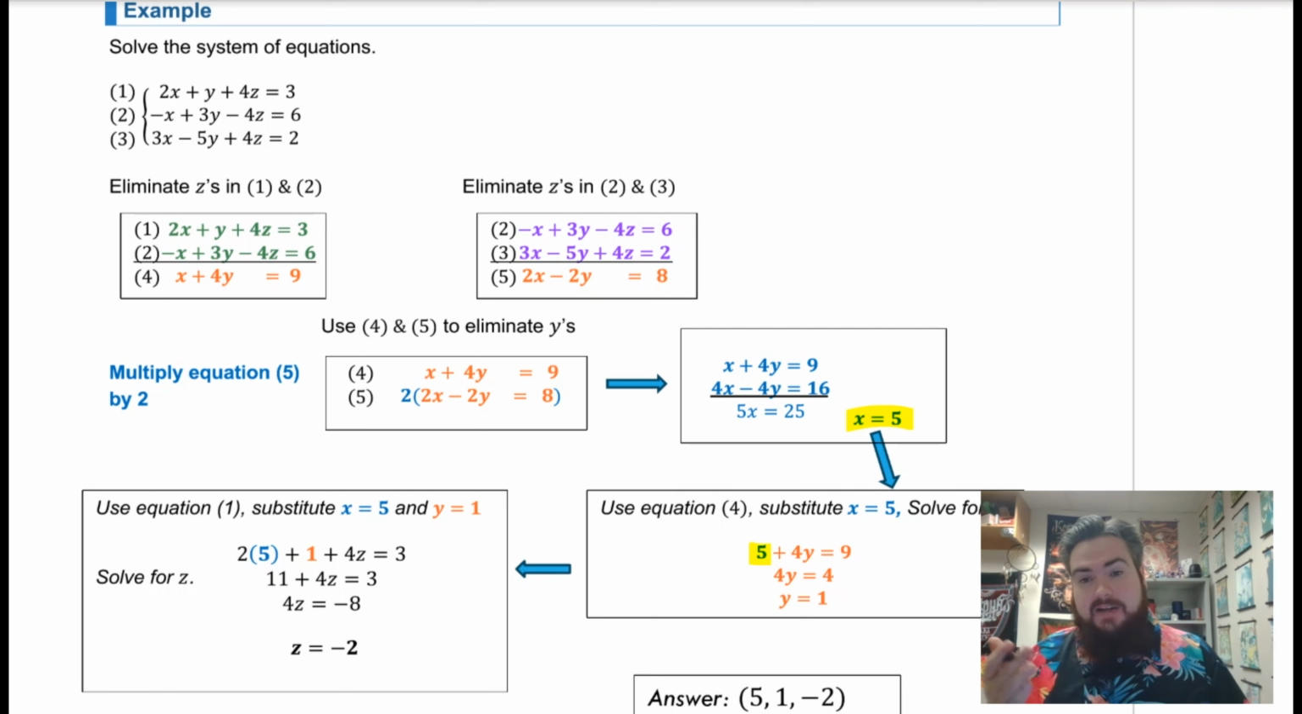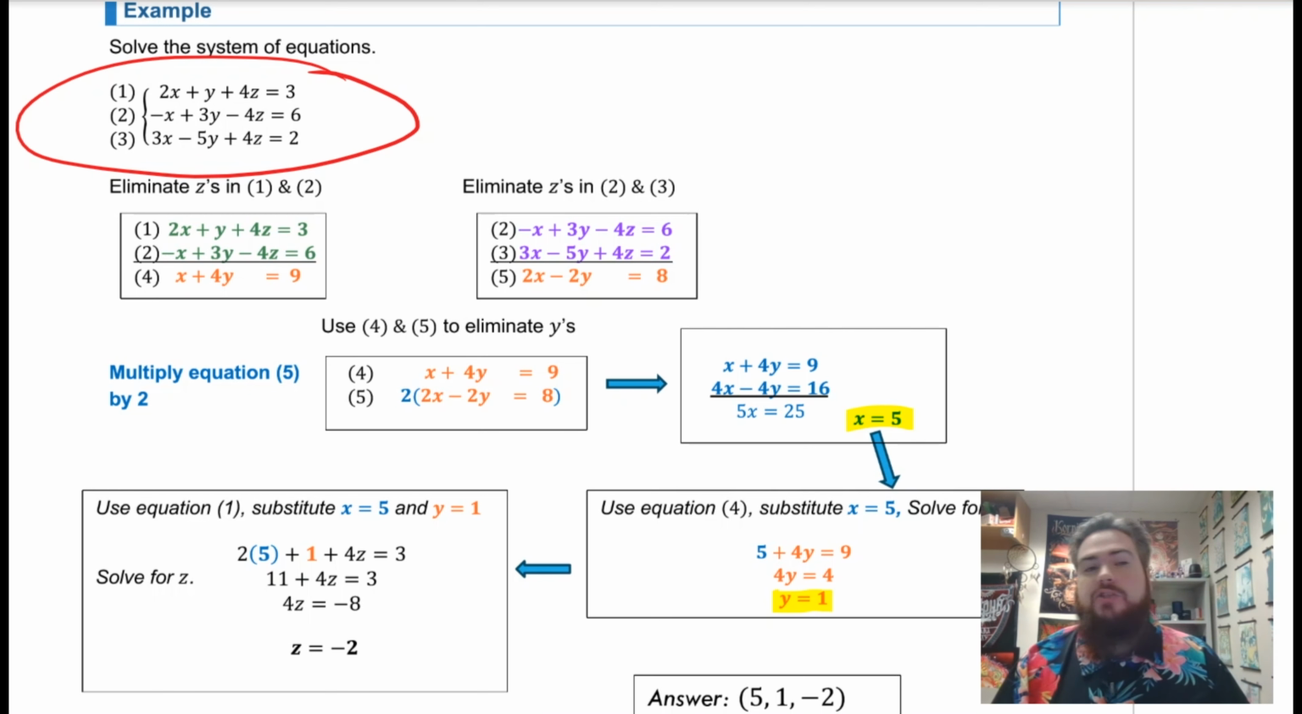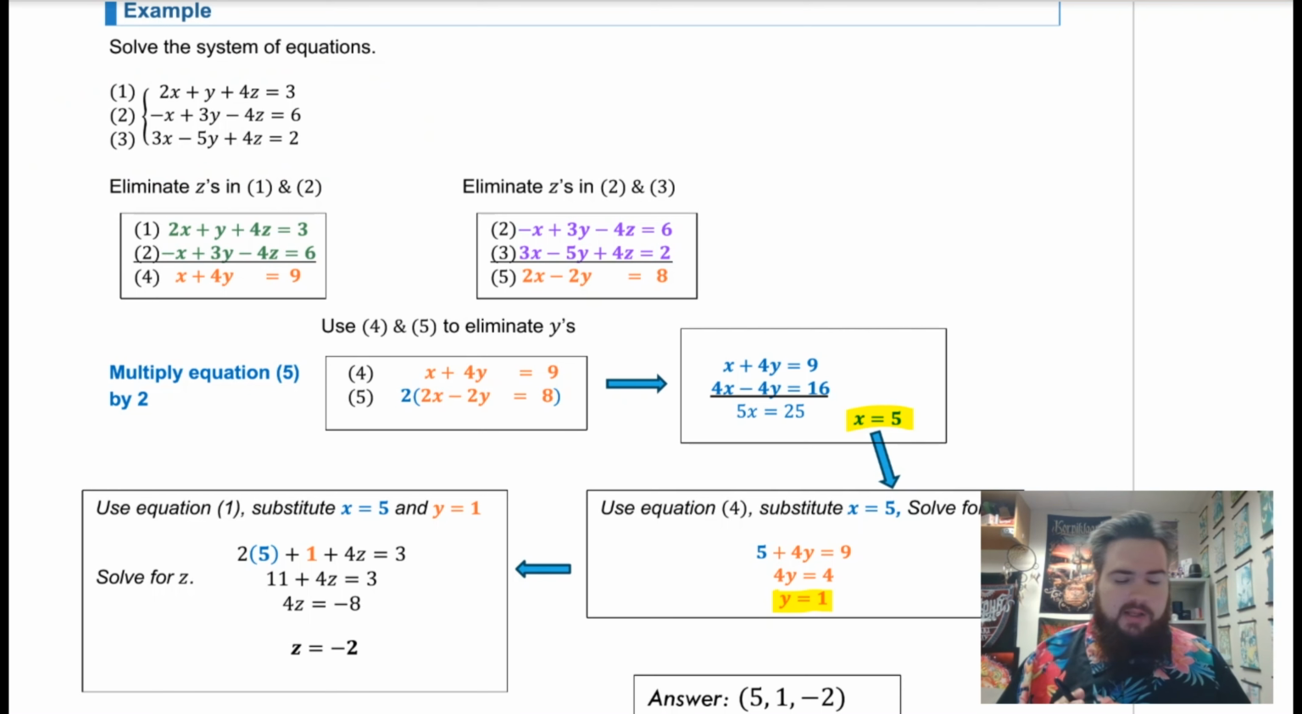Then with the solutions of both x and y, we can plug those into any of the three original equations. So the three that we have up here, because those all still involve z. If we know what x and y are, however, we should then be able to solve for z. As usual, it is up to you in terms of whichever you choose to do. The guided example here elected to do equation 1. So they substituted x equals 5 and y equals 1 into that first equation.